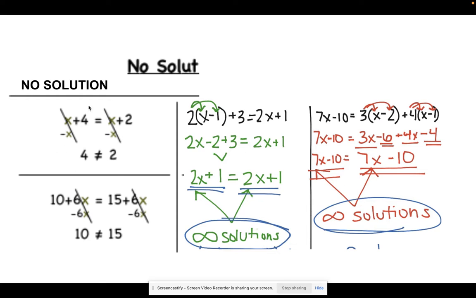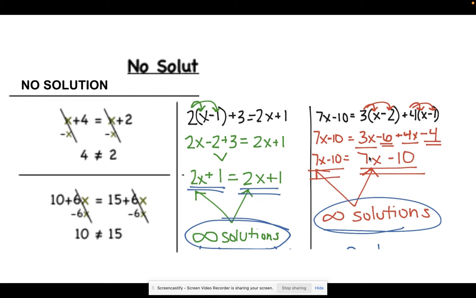Now let's look at the difference between no solutions and infinite. In no solutions, the number next to it, once you have it in simplest form on the left and right, is different from the other number. So 10 and 15, 4 and 2. But in infinite solutions, it's identical. So you have 1 and 1, negative 10 and negative 10 for infinite solutions.